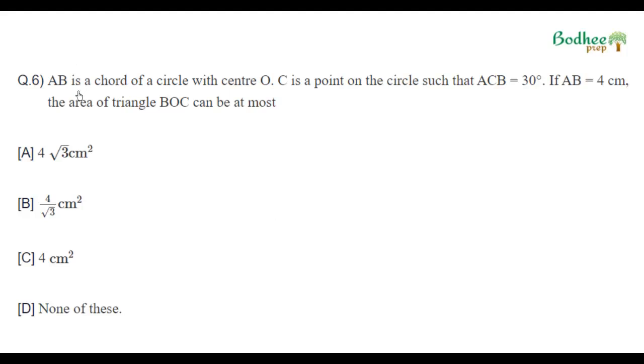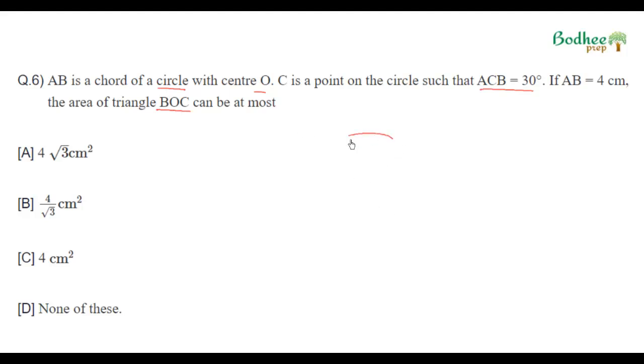Now in this question, it says that AB is a chord of the circle with center O. C is a point on the circle such that the angle ACB is 30 degrees. Now if the length of AB is 4, then we need to find the largest area of triangle BOC, right?